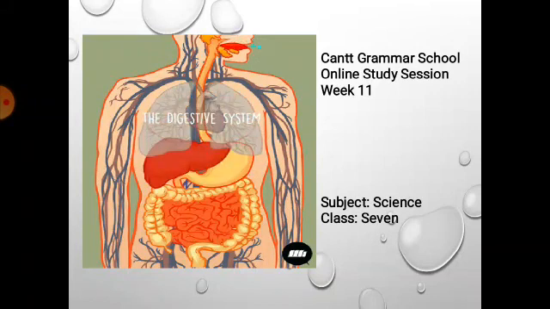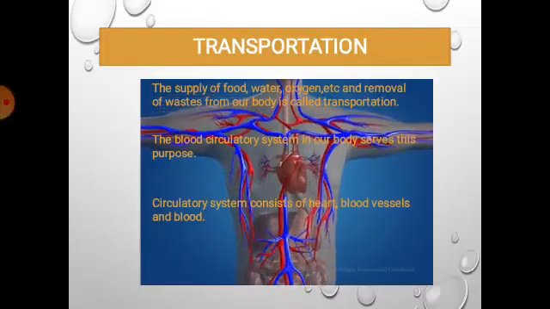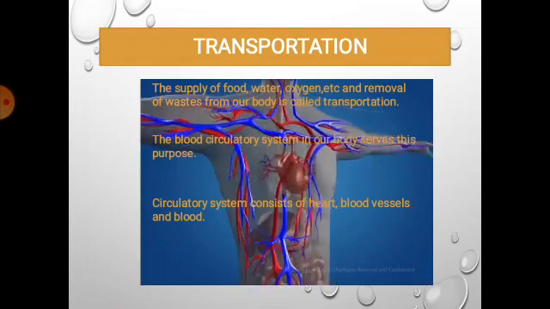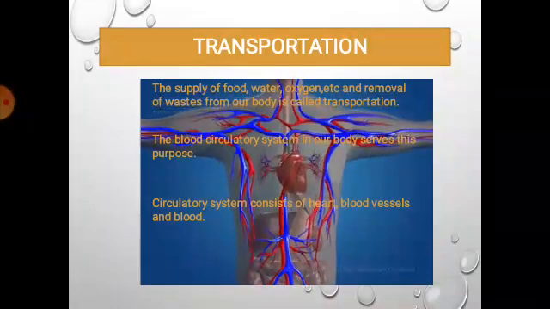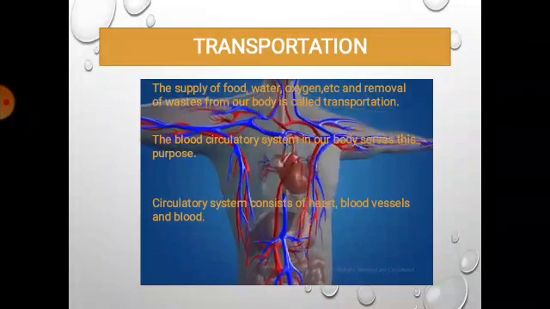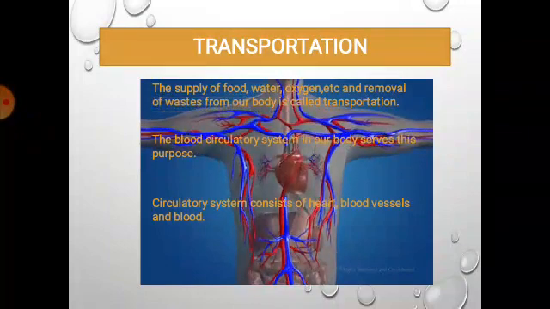Online study session week 11. We will discuss chapter number 2, transport in humans and plants. Our body needs food and oxygen to produce energy. Waste is also produced in our body. Now the question is, how do materials move in our body?